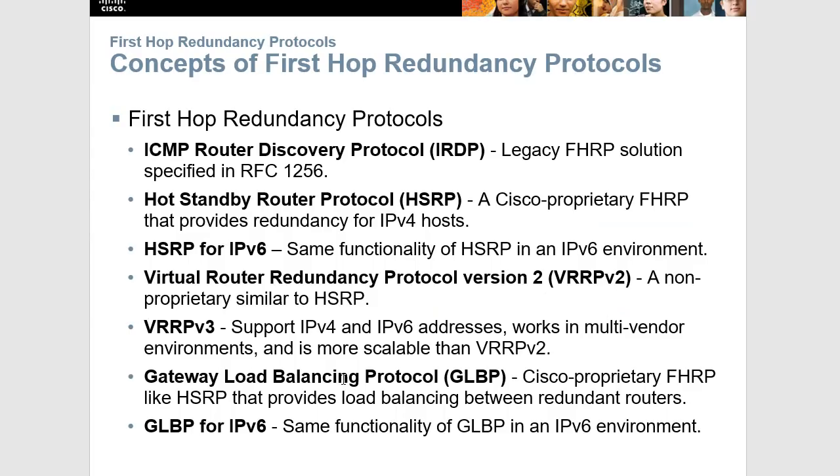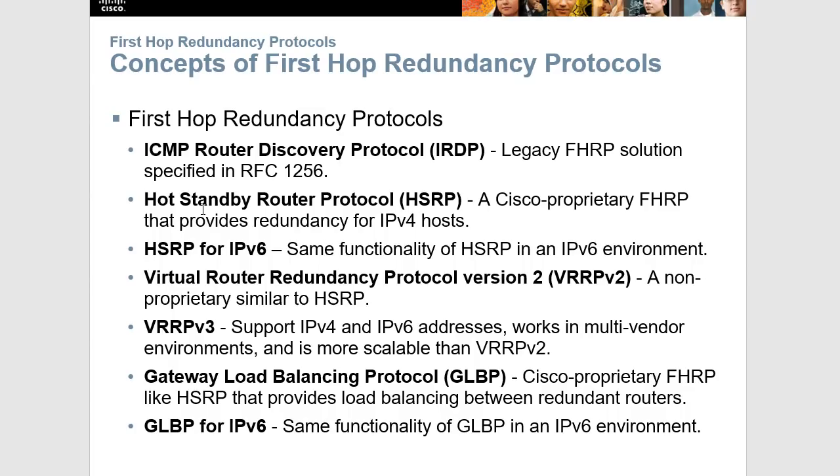So we have a list of our first hop redundancy protocols here. Obviously, you can see in the chapter title that we are going to be concentrating on HSRP, which is the Cisco proprietary first hop redundancy protocol. It provides redundancy for IPv4 hosts, and that's the one you are going to need to know for your CCNA.